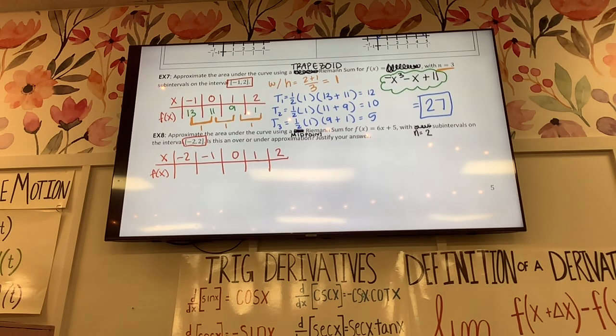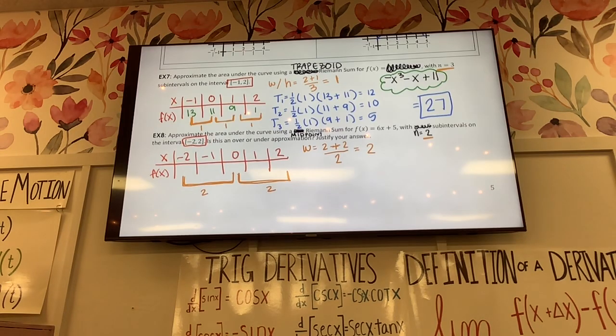For the width of my rectangles, because this is a midpoint, I'm going to do 2 minus -2 over, and I want 2 subintervals, so over 2. All right, so 2 plus 2 is? 4. Divided by 2? 2. So my width is going to be 2. So that's going to be one of my rectangles, and that's going to be the other. They are going to be a width of 2. So it's not going to be 1, it's going to be 2, so you have to span a length of 2 numbers. Does that make sense?